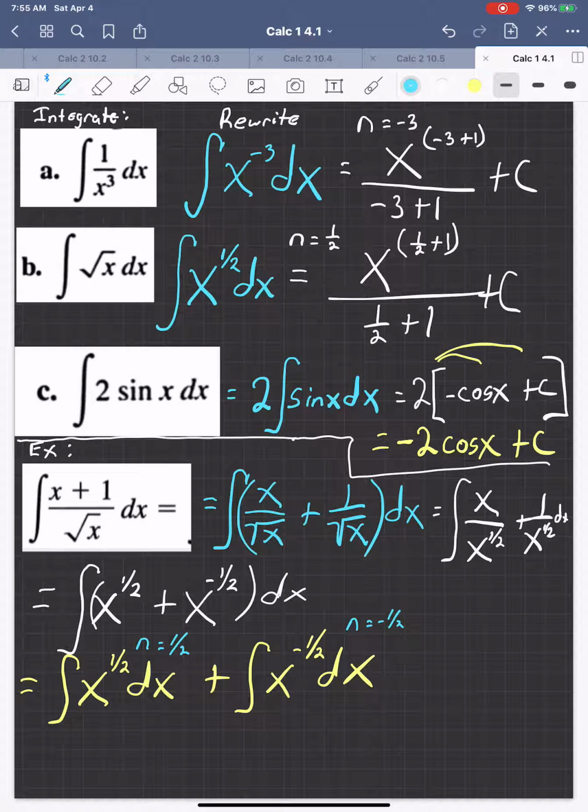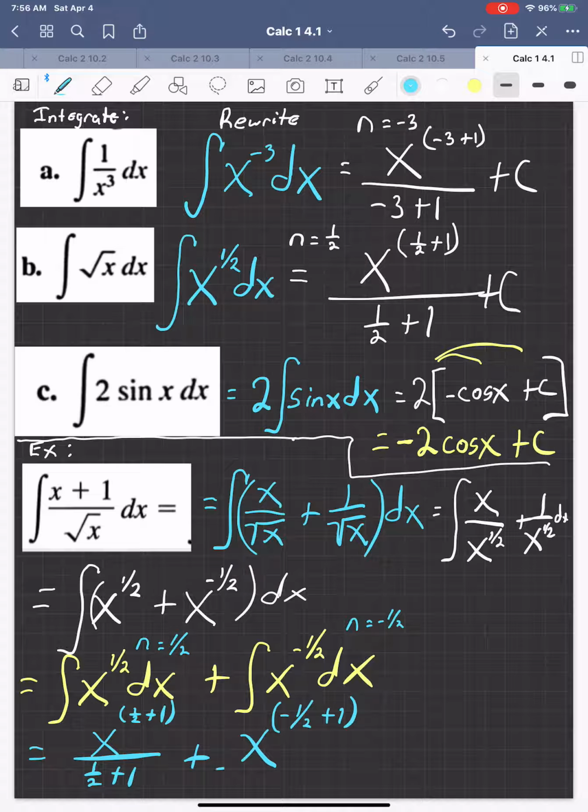So let's apply our power rule. So this is going to be x to the 1/2 plus 1 over 1/2 plus 1 plus, and this is going to be x to the power of negative 1/2 plus 1 over negative 1/2 plus 1. Now that will be the last time I will write this step out here. Henceforward, I'm just going to assume that you knew that I added 1. Okay?